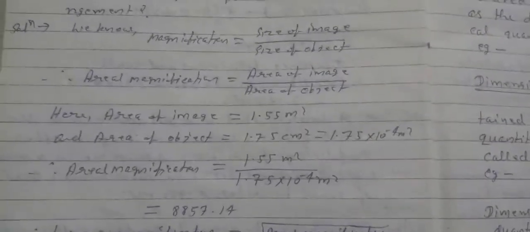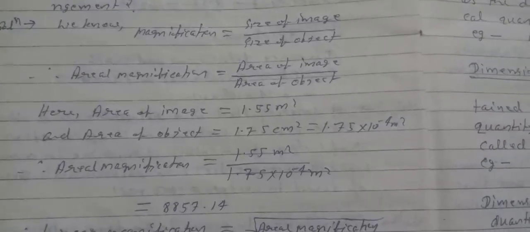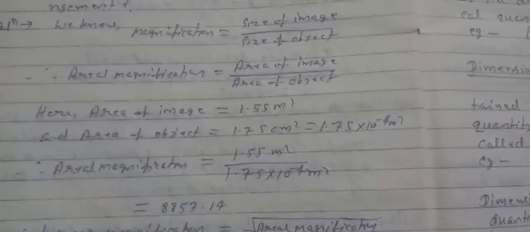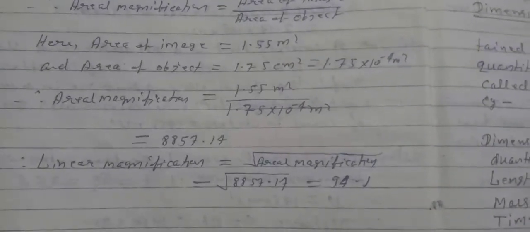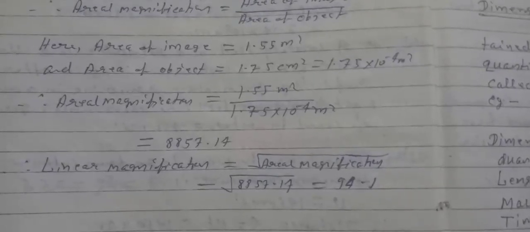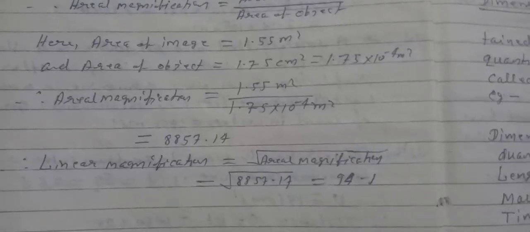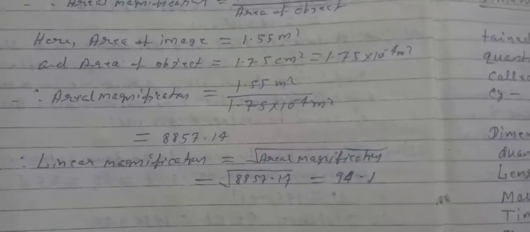Here area of image is 1.55 meter square and area of object is 1.75 cm square, or 1.75 into 10 to the power minus 4 meter square. Hence areal magnification equals 8857.14. Hence linear magnification, under root areal magnification, equals 94.1.